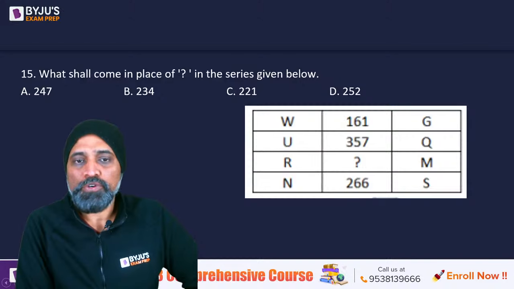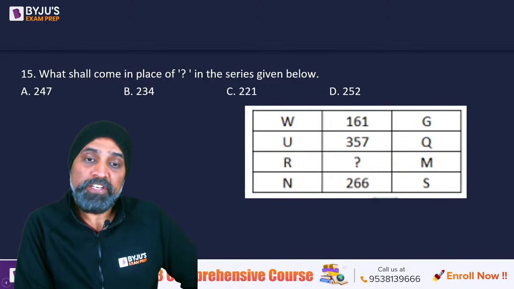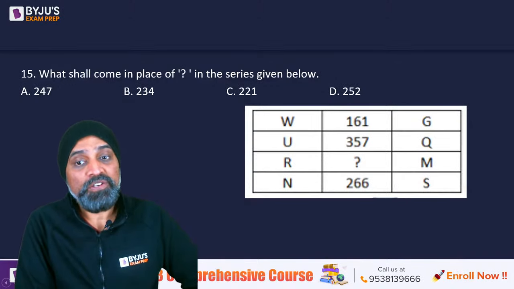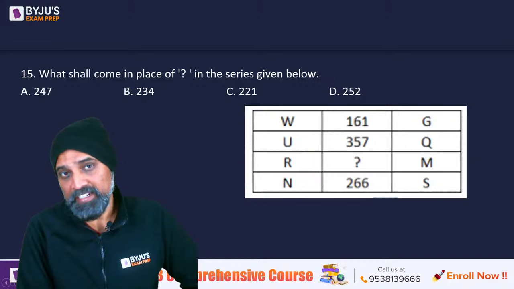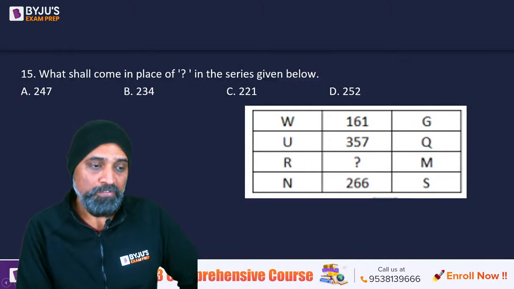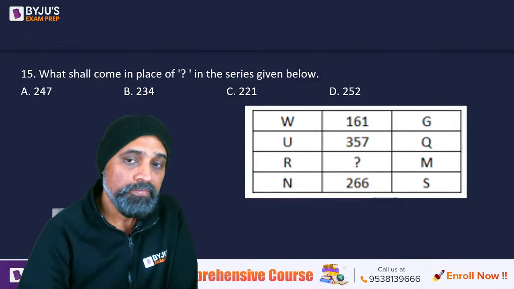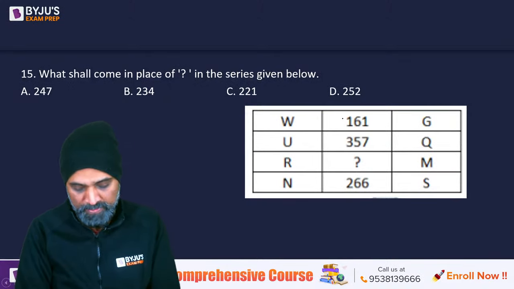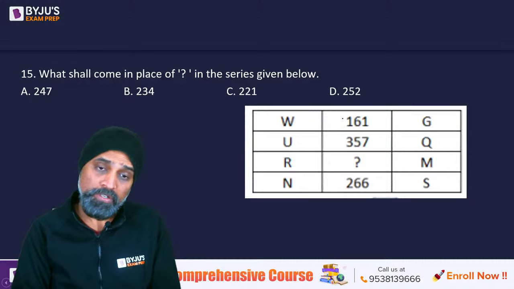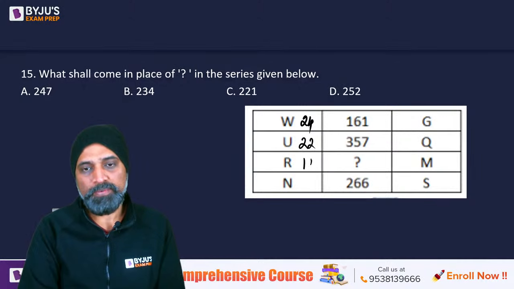What shall come in place of question mark in the series given below? W161G, U357Q, R?M, N266S. So when you have letters and numbers included in a series, what we do is we write down the position of that particular letter, right? So we have W, that's going to be 24. U is going to be 22. R is going to be 18.